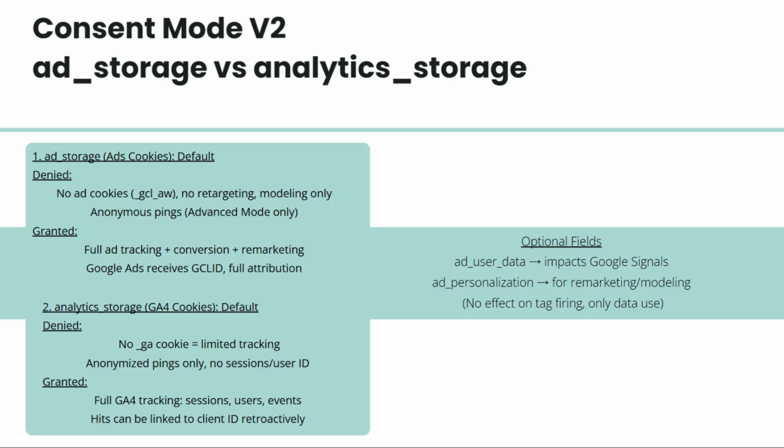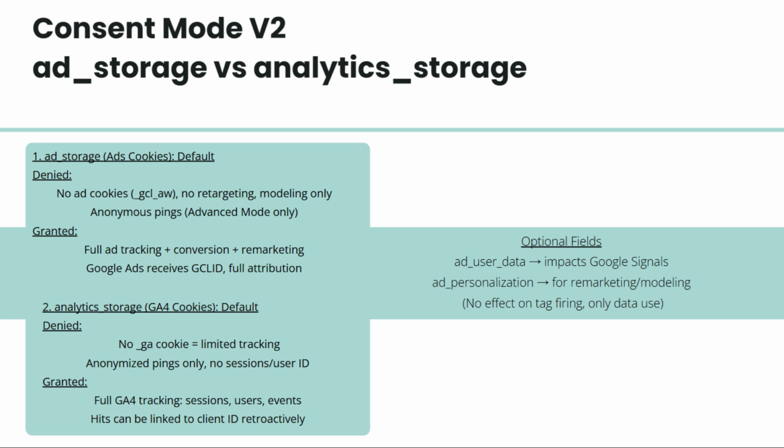The role of ad personalization and ad user data. Though the slide title mentions only ad storage and analytics storage, it's worth noting what happens with the new signals. Ad personalization and ad user data by themselves do not change on-page behavior. They are essentially flags that get sent along in the network requests to Google. Google uses them on their back end to decide, for example, if a conversion can be used for personalized ad modeling or if a user can be added to a list.